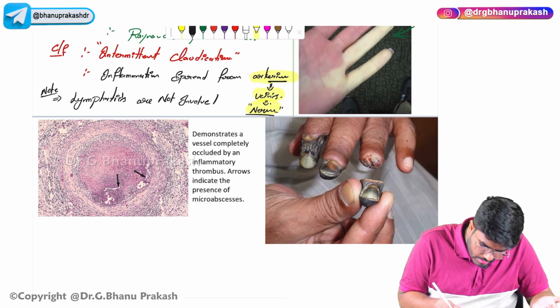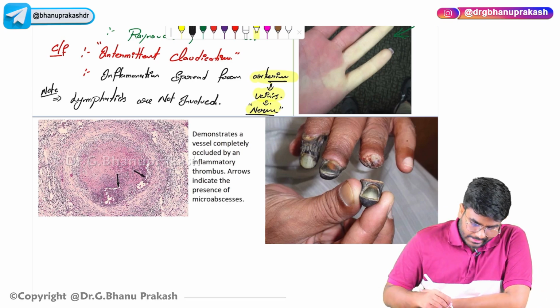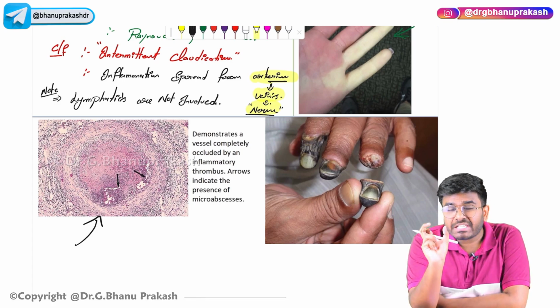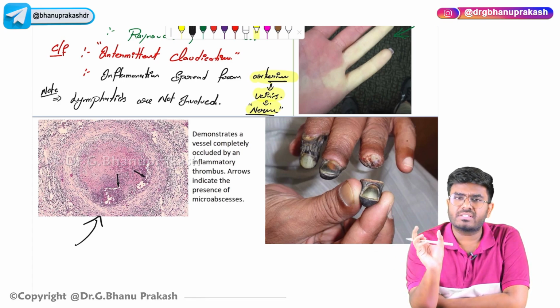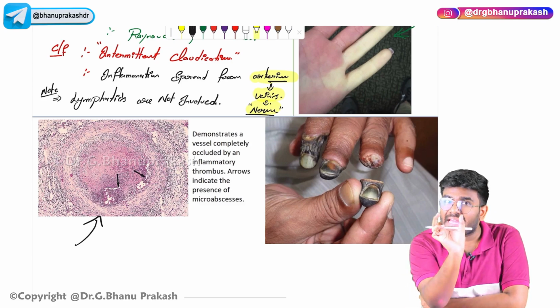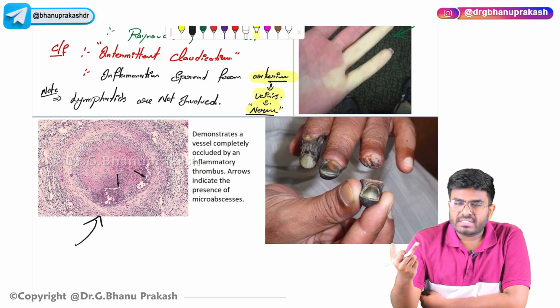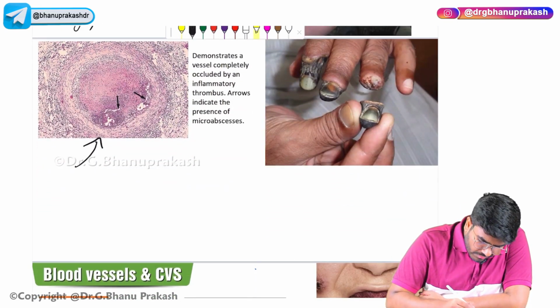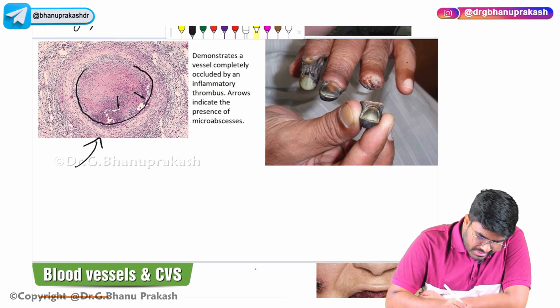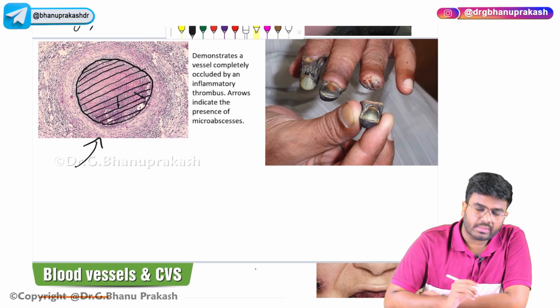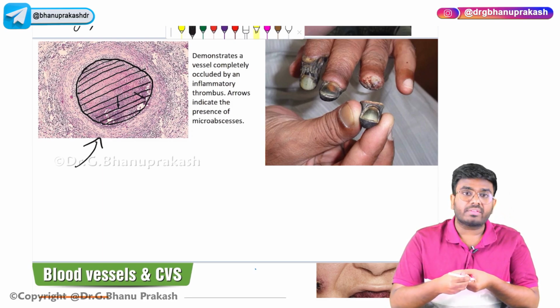So, what else should you know? See guys, the name itself is thromboangiitis obliterans. Angiitis means inflammation of the blood vessels, vasculitis is there. But what is the thrombo? In this TAO, the vasculitis is followed by the formation of thrombus. The thrombus is produced and it is blocking the blood vessels. The blood vessels are going to be blocked with the thrombus.